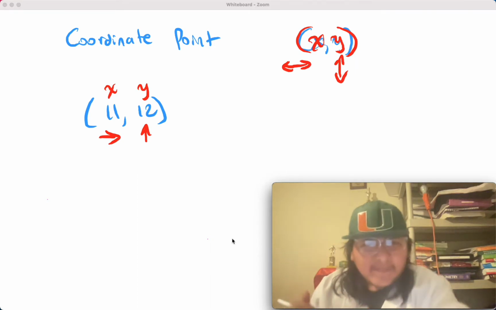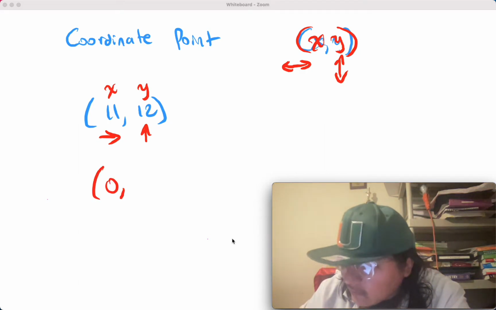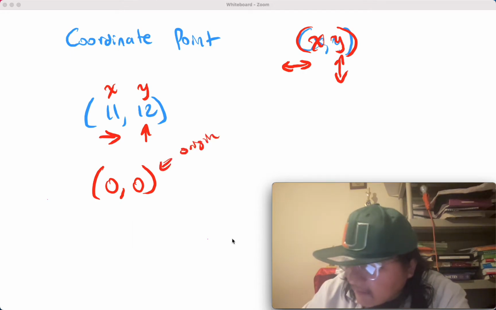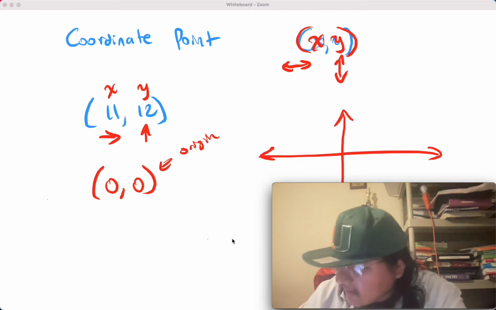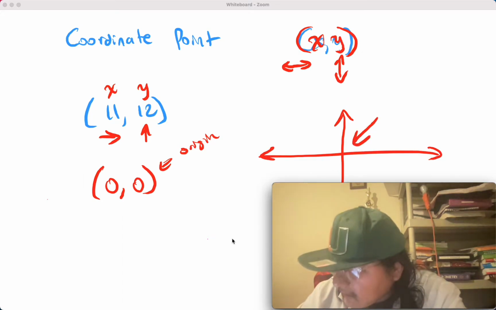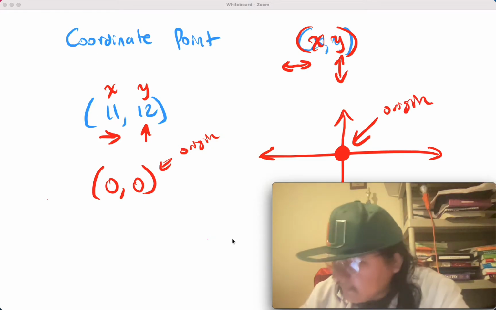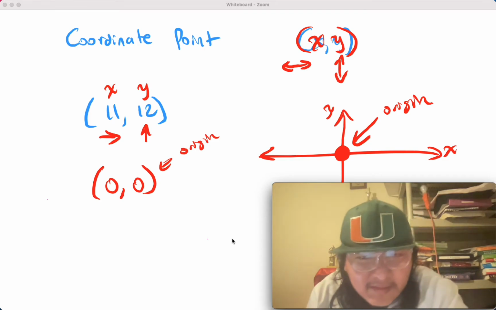But now, what happens if there are zeros there? So first of all, what happens when both of them are zero? Well, this point is called the origin. That's going to be right here at zero. So this point right here, where it's at the origin, is going to be zero. That's where the x and y axes meet, right? That's where they meet at zero.